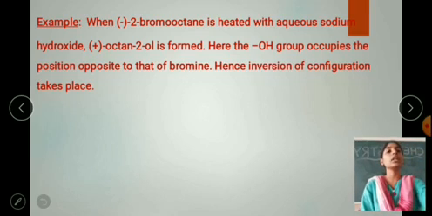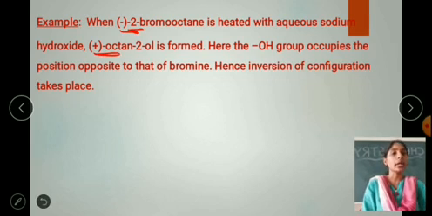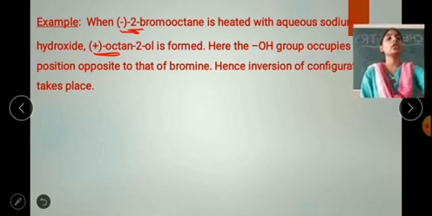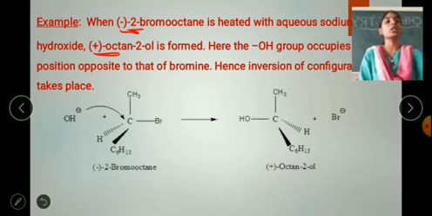Here you can see the minus is going to form plus octan-2-ol. Here the OH group occupies the position opposite to that of the bromine. Hence inversion of configuration will take place.